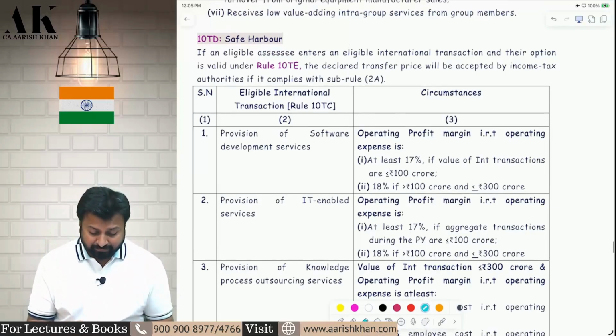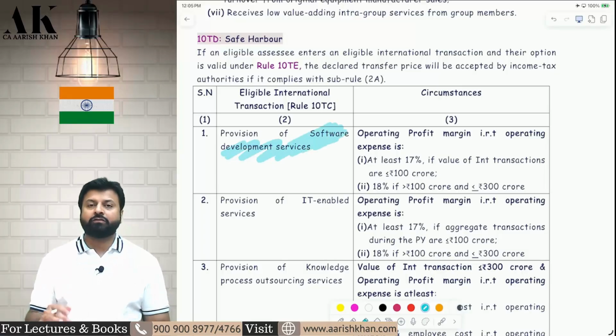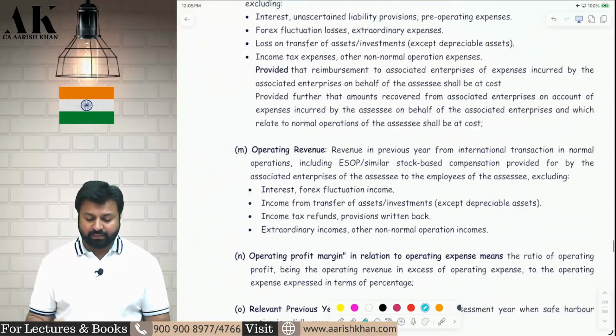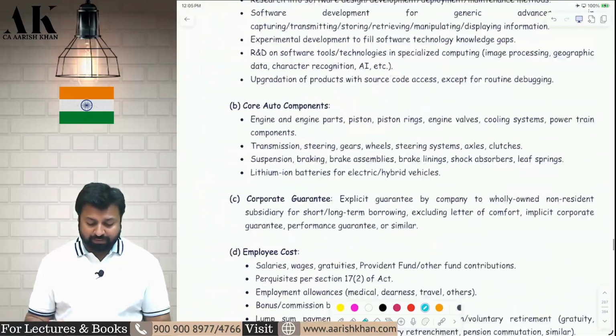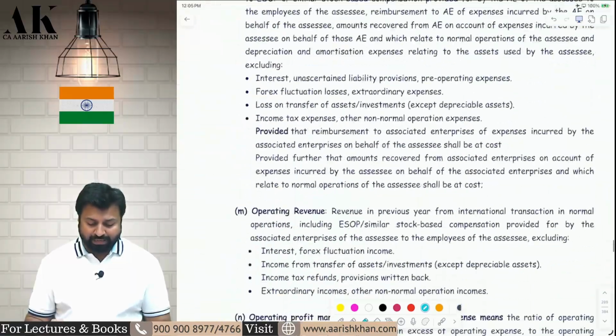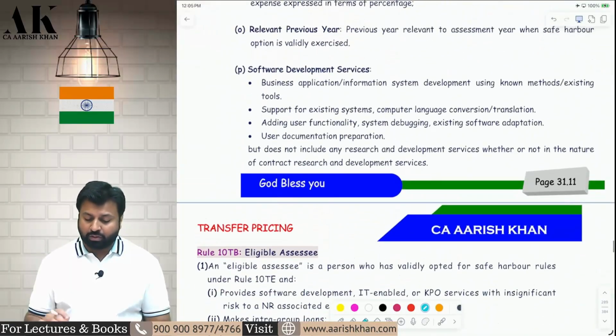The very first thing, provision for software development services. First of all, what is software development services? It is defined under the income tax law. What all things are there under the software development services, sir? Sir, are we supposed to remember that? I'm not saying you have to remember, but at least you need to have an idea about what all items are coming inside that.